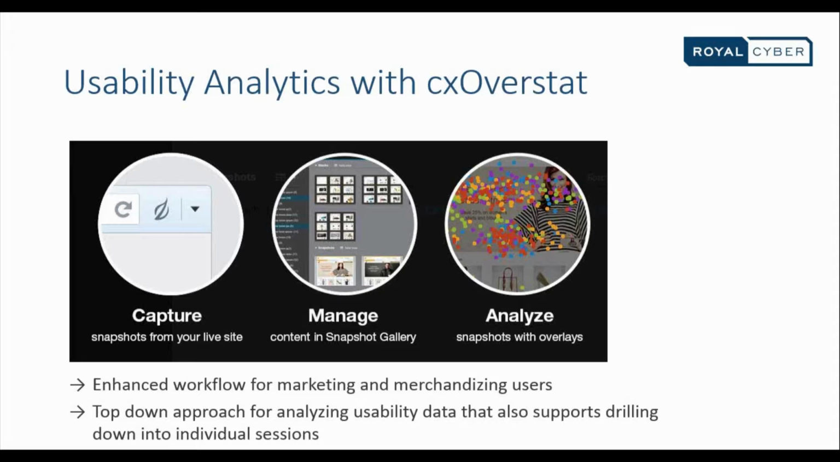Now we will talk about CX Overstat. CX Overstat helps you capture a snapshot of your live sites, manage your content in your gallery, and then analyze them with overlays such as heat maps, which are graphical representations of the areas of the screen that are mostly clicked or interacted with by the users. It also enhances workflow for marketing and merchandising users, with a top-down approach for analyzing usability data that also supports drilling down into individual sessions.